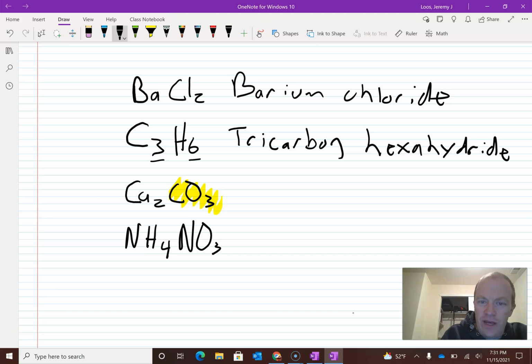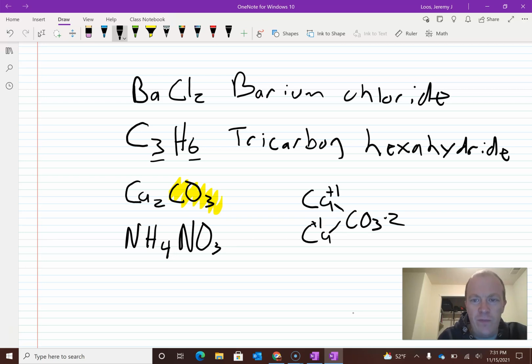So if we diagram this out here, you got a Cu. Well, you got 2 Cus actually attached to the CO3. I know that the CO3 is -2. That means each one of these Cus must be +1. So that would be called copper(I) carbonate.